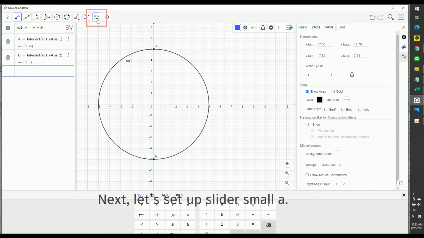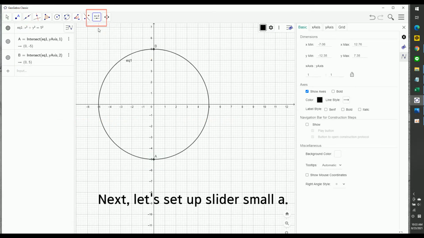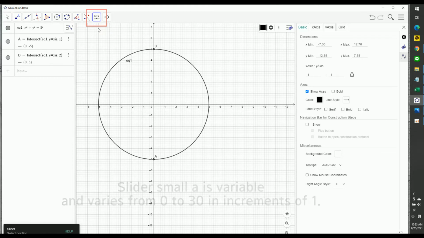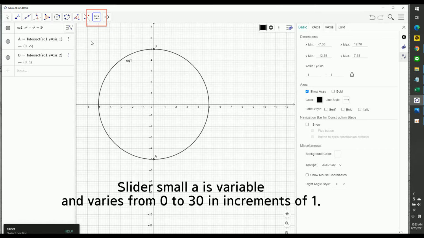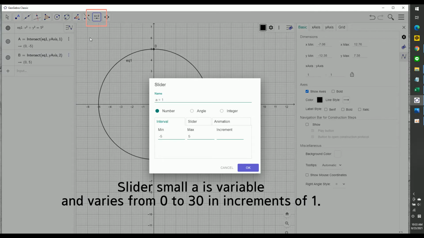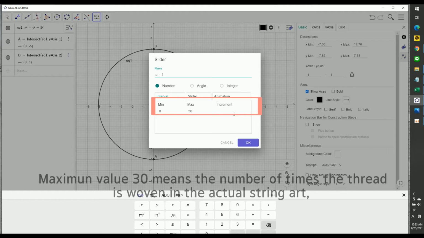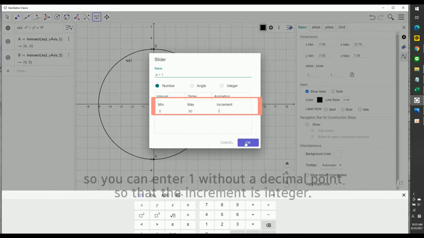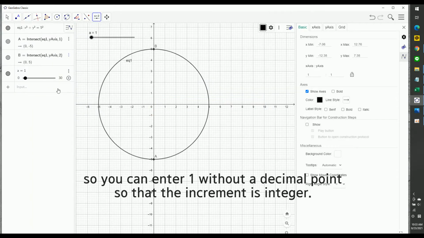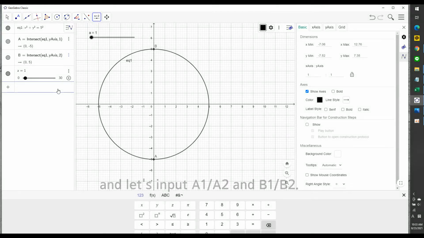Next, set up slider small a. Slider a is a variable and varies from 0 to 30 in increments of 1. Therefore, 0 for minimum, 30 for maximum, and 1 for increment should be input. Maximum value 30 means the number of times the thread is woven in actual string art, so you can enter 1 without decimal points so that the increment is an integer.